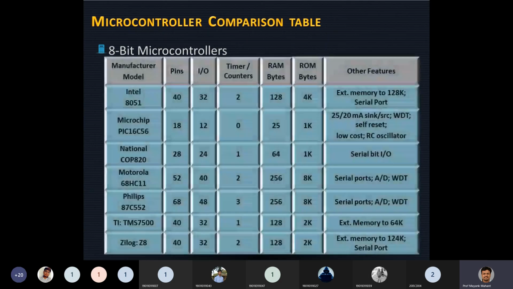Now if I talk about an 8-bit microcontroller, we can have many 8-bit microcontrollers from Zilog, TI, Philips, Motorola, National, Microchip, Intel. All of these provide us 8-bit microcontrollers, which are 40 pins to 68 pins microcontrollers, and can support this many IO pins: 32, 12, 24. Number of timer counters: 2, 3, 1, 2, 3, 2. Size of your RAM, size of your ROM, and what extra features it has.